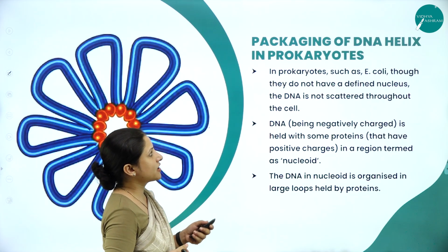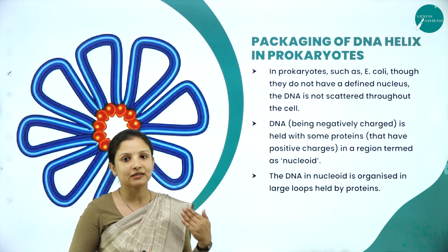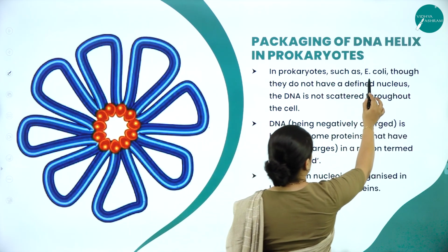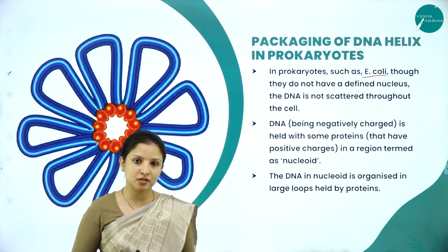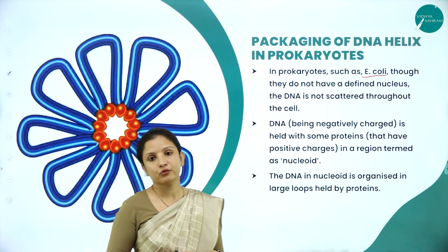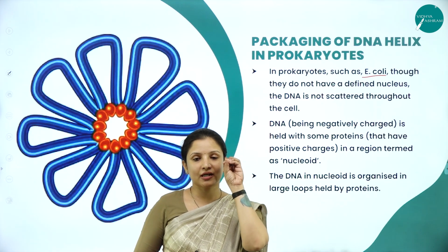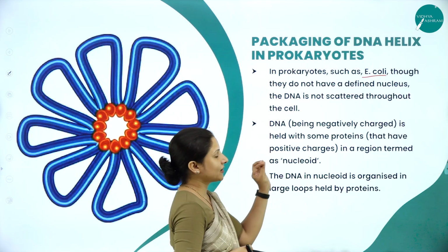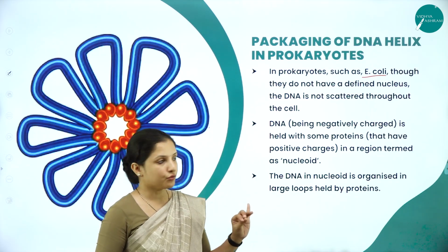So talking about the packaging of DNA helix in prokaryotes. In prokaryotes, how do the DNA helix get packed? So in prokaryotes such as the bacteria, Escherichia coli, though they do not have a well-defined nucleus. Bacteria, they are put under prokaryotes because they do not have a true nucleus or a well-defined nucleus. What do we mean by that? It means that their genetic material is distributed as such and they are not covered by any nuclear membrane. So that is why we call the nucleus of a bacteria as not a true nucleus.